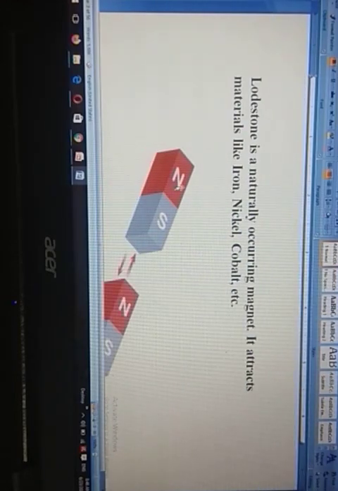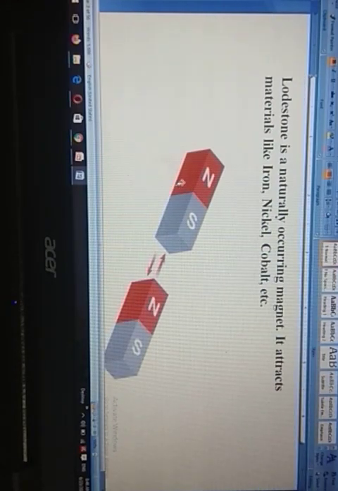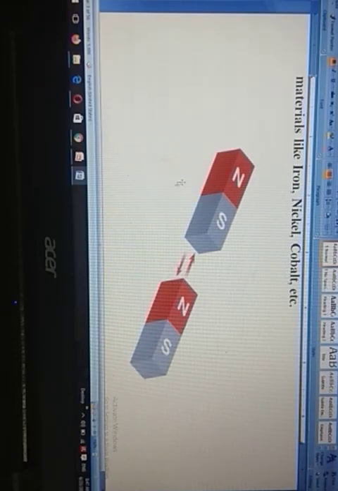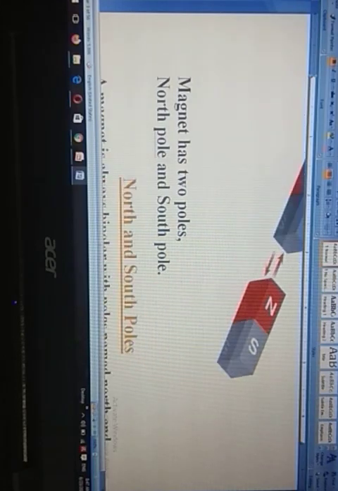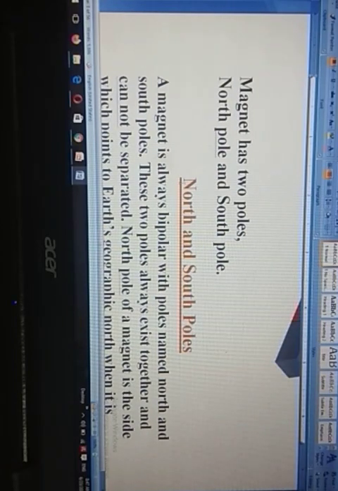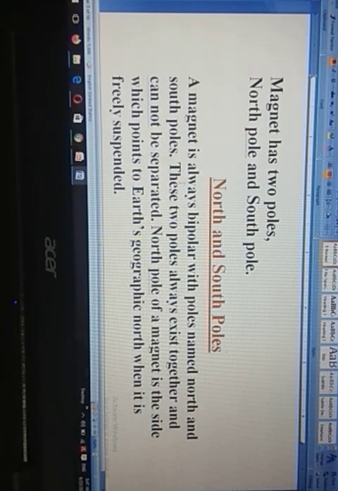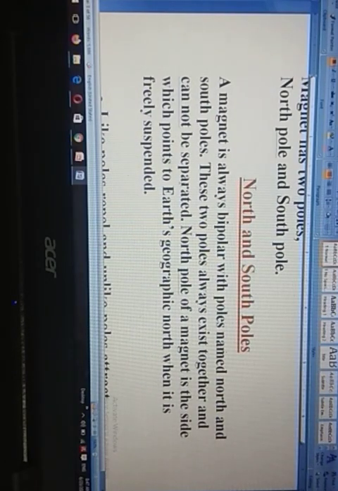To continue, lodestone is a naturally occurring magnet and it attracts materials like iron, nickel, cobalt, etc. You can see this is one of the bar magnets showing two poles, north and south, where south and north poles attract each other, and south and south, north and north repel each other. So a magnet has two poles, north pole and south pole. A magnet is always bipolar. Bi means two. These two poles always exist together and cannot be separated.